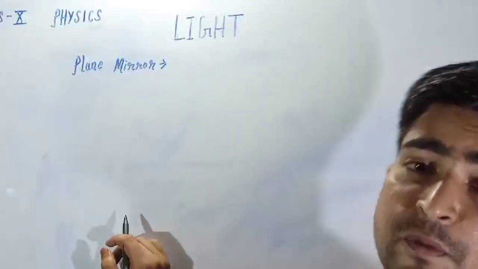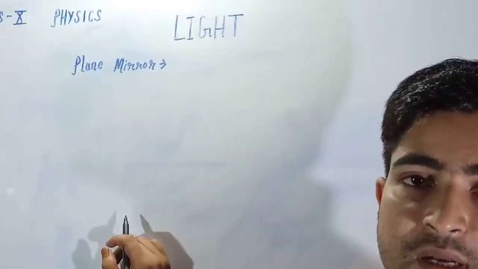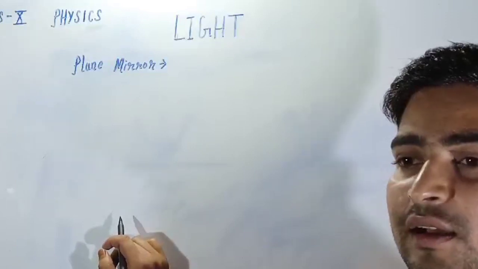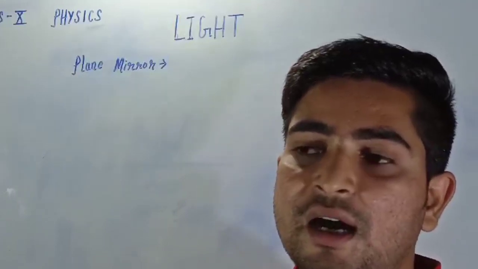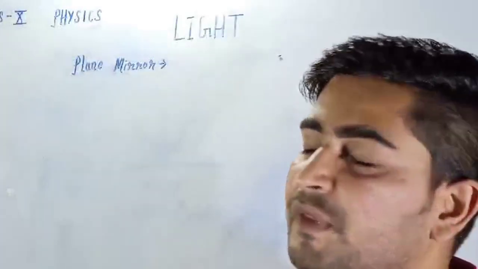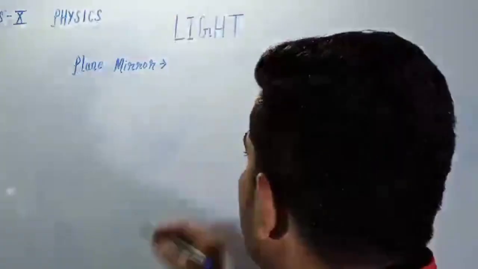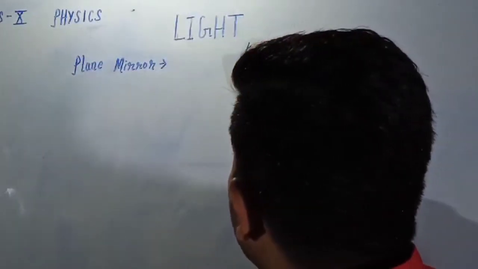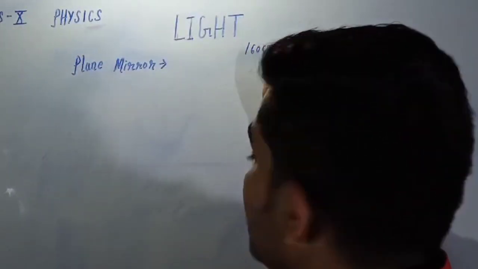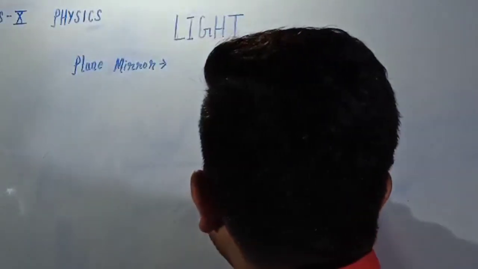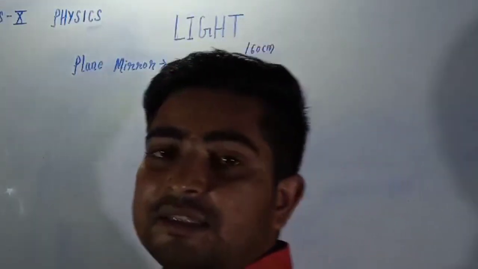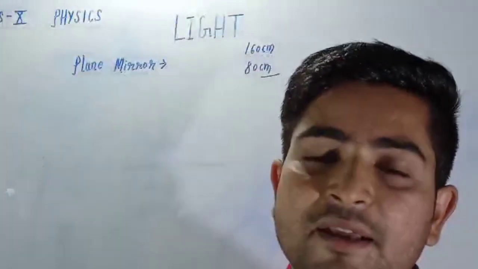To make a full photograph of your body, the minimum size of the mirror that you require is half of the length of your body. I'm giving you one example. Let your height be 160 centimeters. So you need a plane mirror of at least 80 centimeters to make the entire picture of your body.